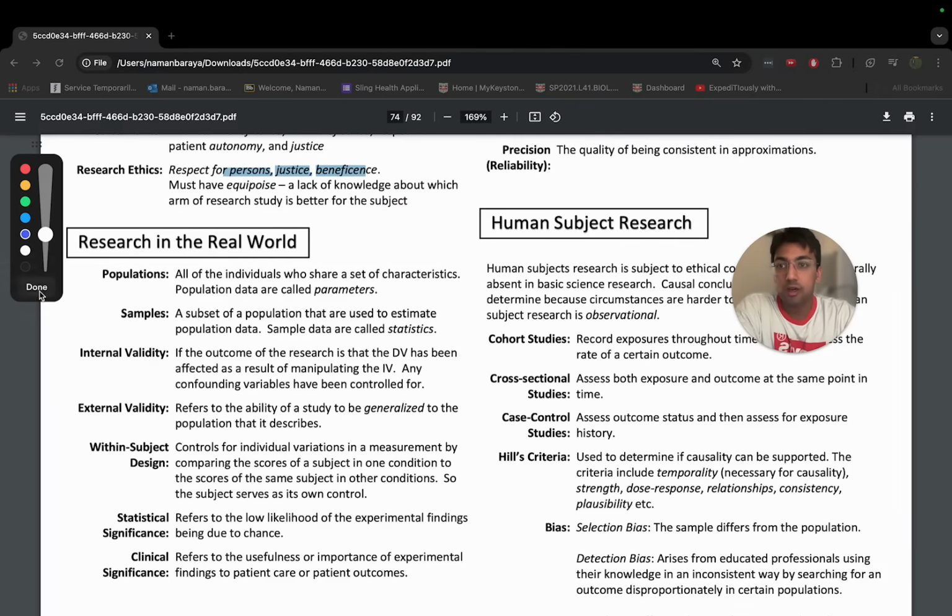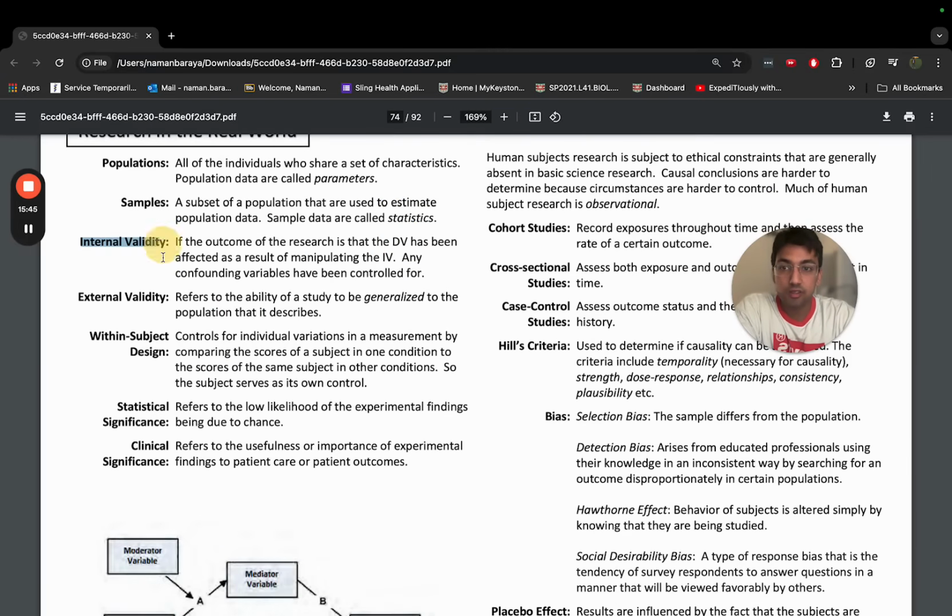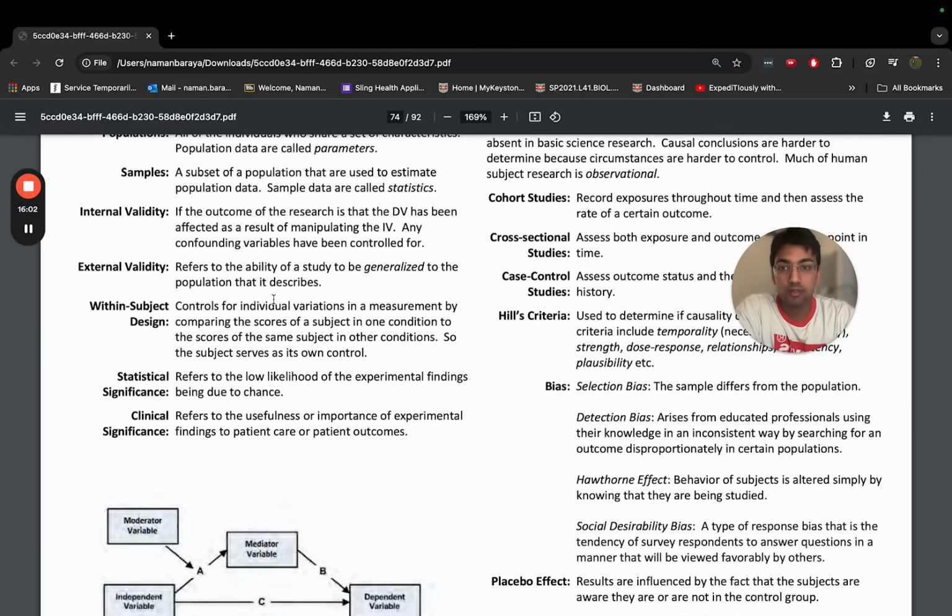research ethics. Okay, research in the real world, so you should know populations, all the individuals. Samples is just a subset, and sample data is called statistics. You have internal and external validity. So internal validity is, is this experiment correctly done? Is the dependent variable the result of manipulating the independent variable, or are there confounding variables that the researchers haven't accounted for? External validity is, can this actually be generalized to the main population?